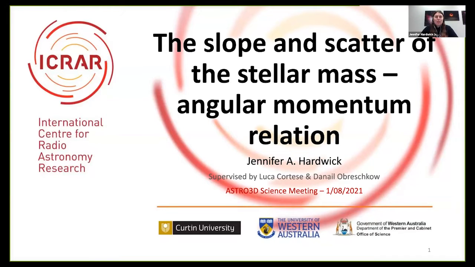Today I'll be talking about the slope and scatter of the stellar mass angular momentum relation. I'm currently a second year PhD student here at ICRAR UWA, being supervised by Luca Cortese and Danail Obreschkow.